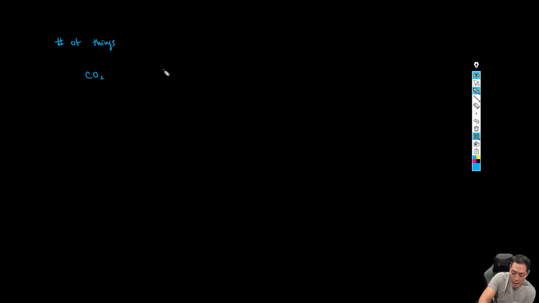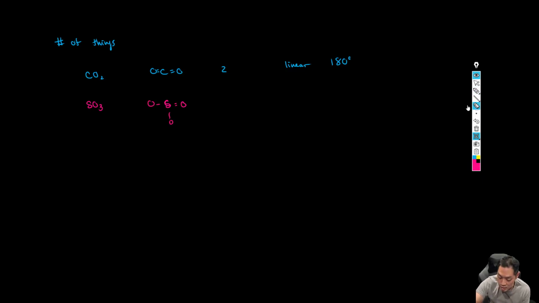So with CO2, you have this Lewis structure. You have 2 things attached, so it's going to be linear, and it's going to be 180 degrees. When you have something like, what was the next one? SO3. So here's a Lewis structure. I'll just kind of, there we go. Should have not done that.